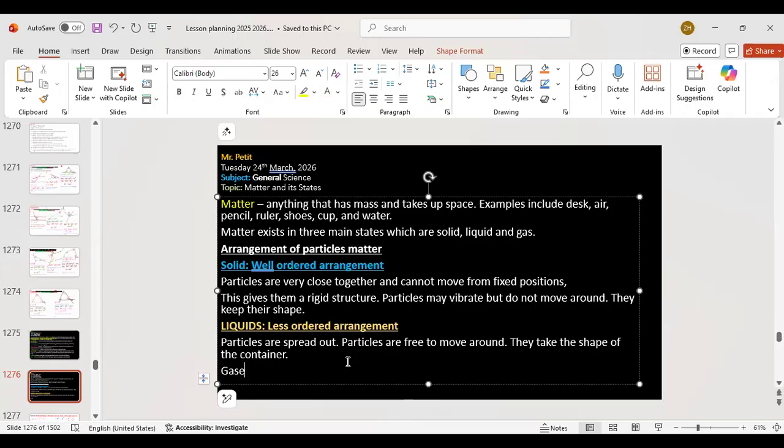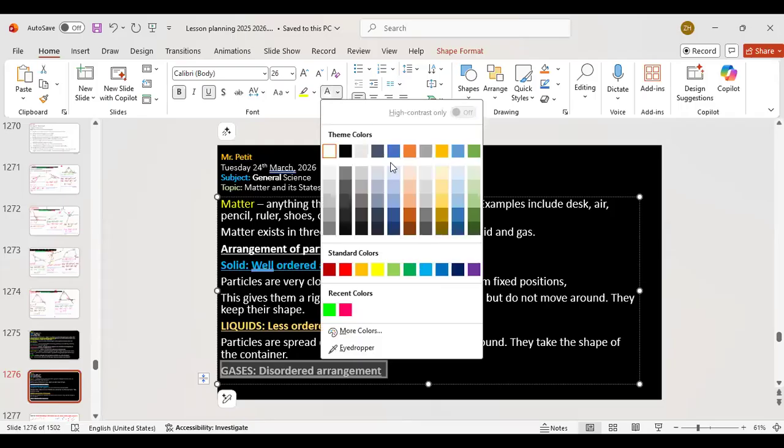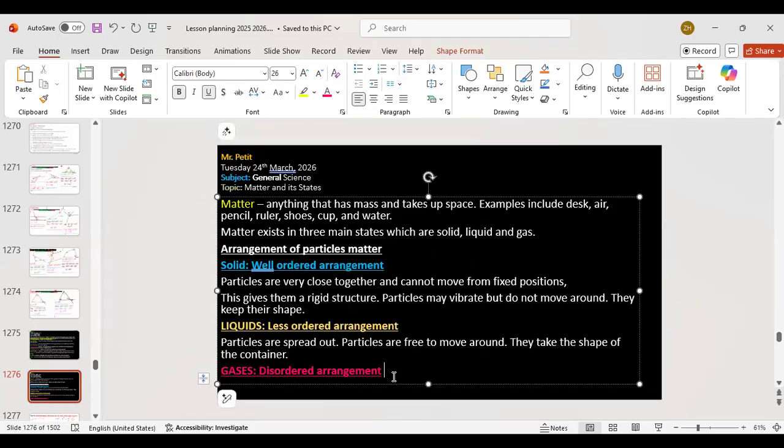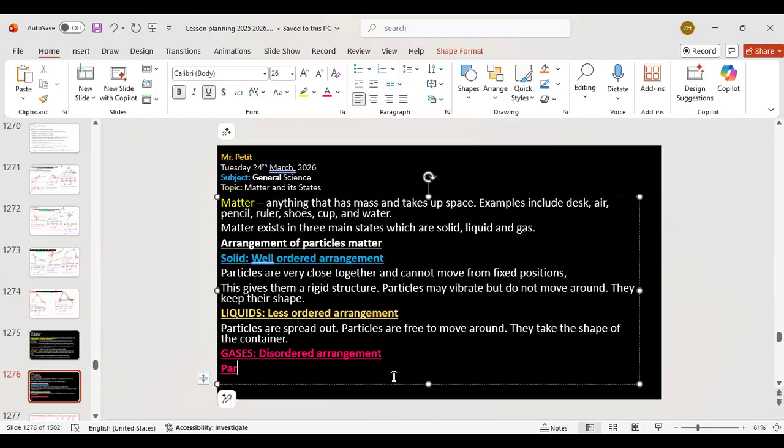Very good. So class, out of solids, liquid, and gas, which one has particles that are closest to each other? Solid. Very good. Which one has a less ordered arrangement? Liquid. Very good. And what sort of arrangement do gases have? Disordered arrangement. Very good. They have a disordered arrangement. All right. So particles are widely spread.